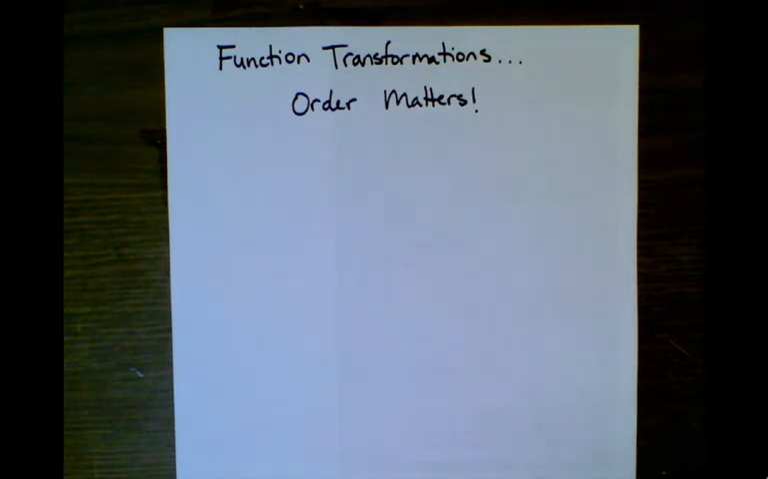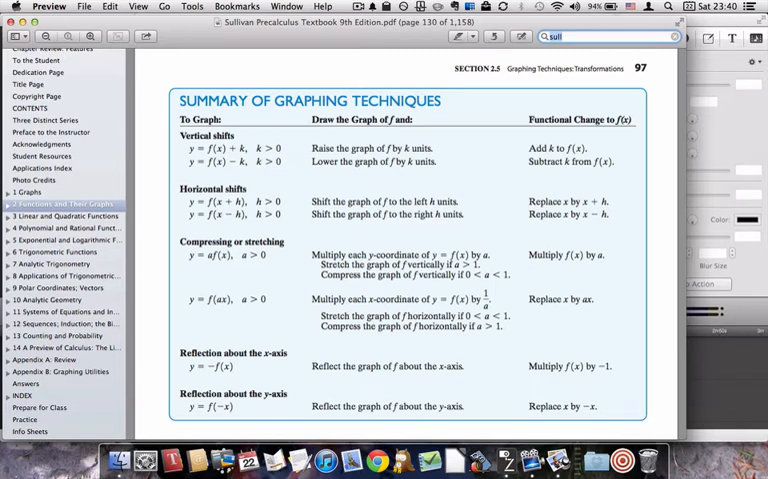So let's take a look at what most textbooks have to say about function transformations. Here's one textbook's summary of graphing techniques. It addresses vertical and horizontal shifts, vertical and horizontal compression and stretching, and reflections across the x and y axis. And that's very nice, but you'll notice that it doesn't say anything about what you should do when you have more than one transformation of the same graph.